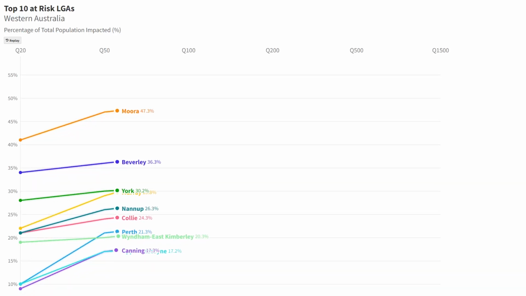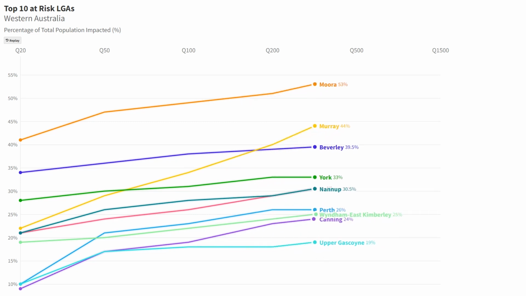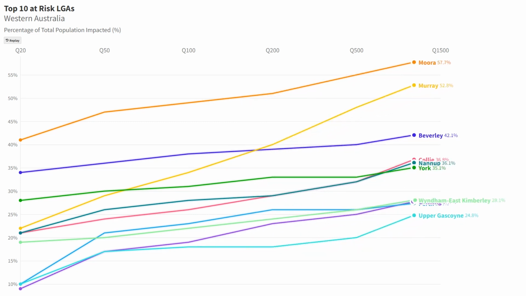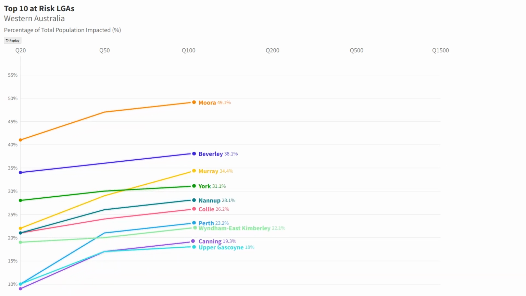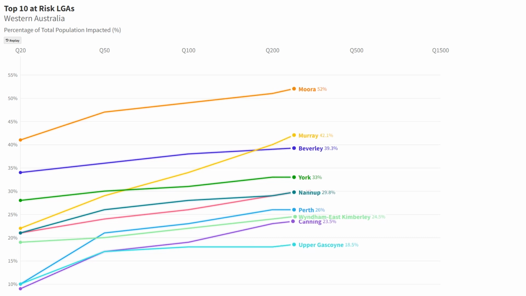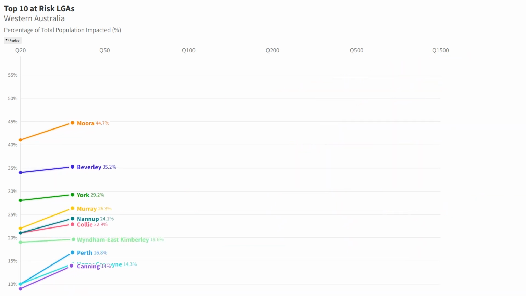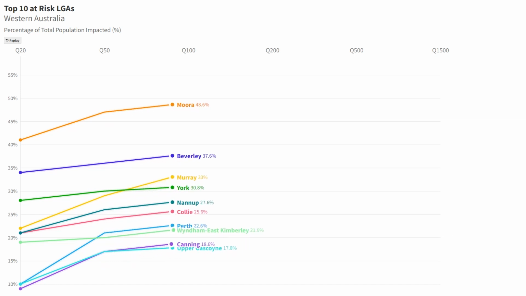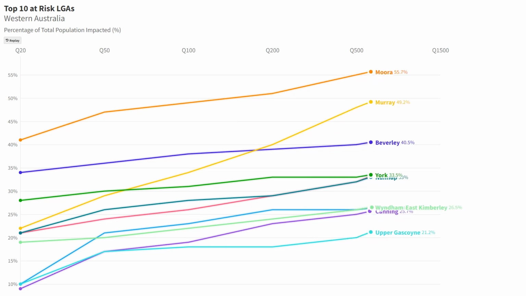So again, this is the top 10 LGAs. So this is going through each return period, so an increasingly larger flood from 20-year flood to a 1500 flood. What you notice is, for example, I think it's Murray. Murray starts out as the fourth most at-risk LGA in a 20-year flood, but by the time you get to a 1500-year, it's the second largest. So as our events get more extreme, it's going to become more and more a risk.